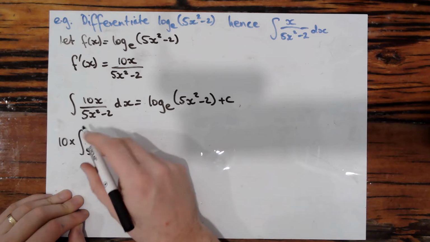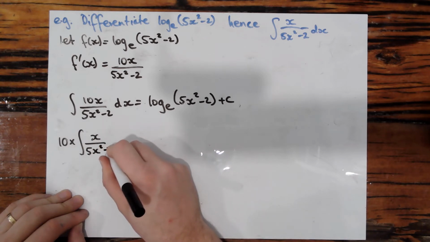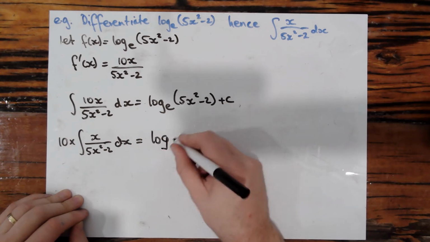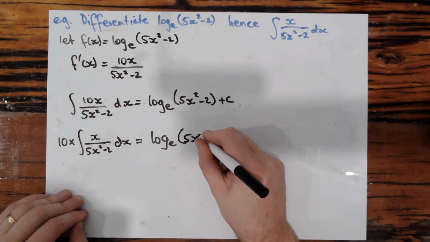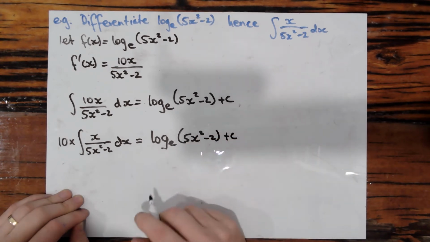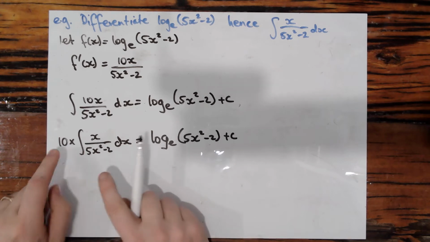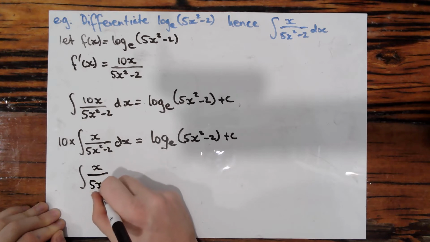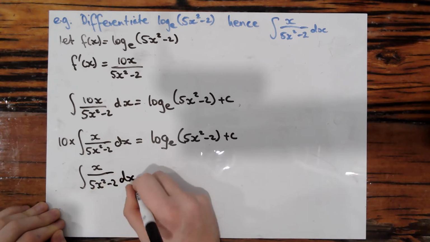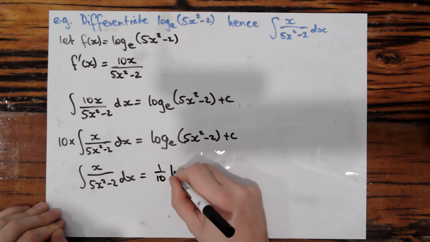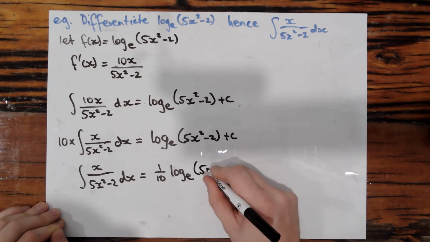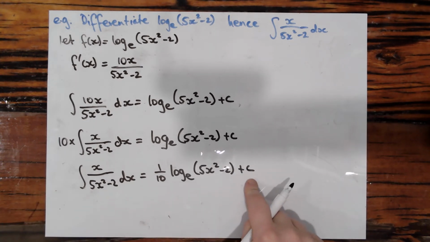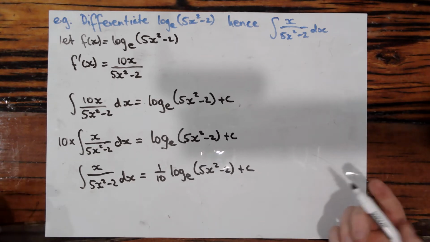And so we've got 10 times the integral of x on 5x squared take 2 dx, and this is still equal to this. This is the equation that we're modifying. Now it's simply a matter of dividing by 10 because we're almost there. So I'm going to divide everything by 10 to leave us with x on 5x squared take 2 dx, and so we've got 1 on 10 log to the base e of 5x squared take 2 plus c. I don't have to divide my c by 10 because it's a constant. A constant divided by 10 is still just a constant.